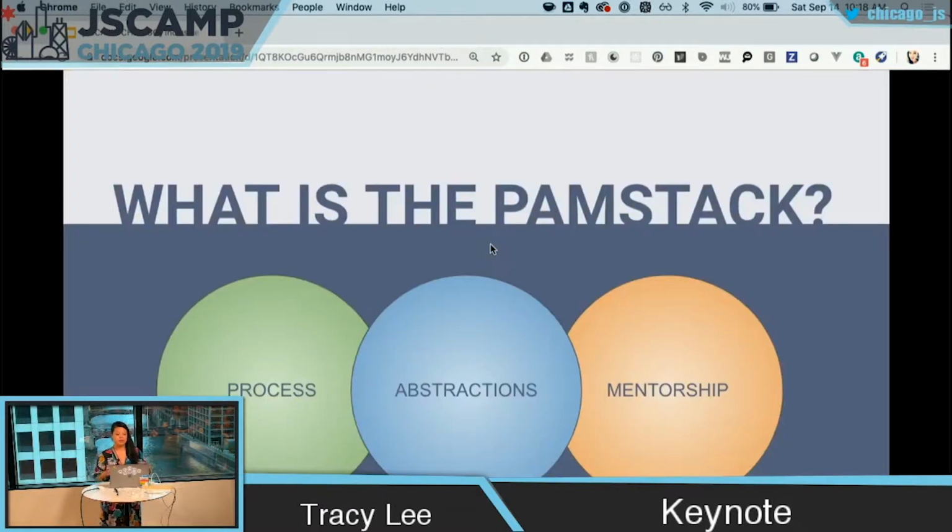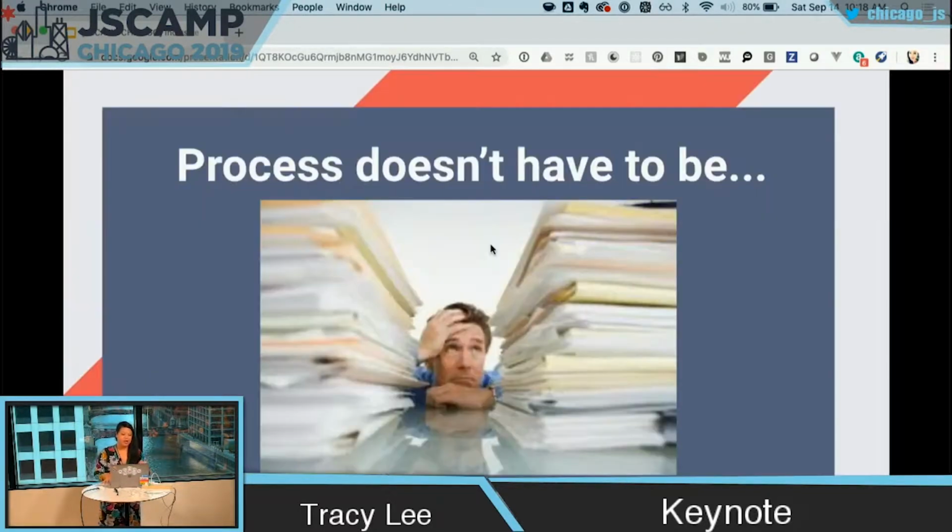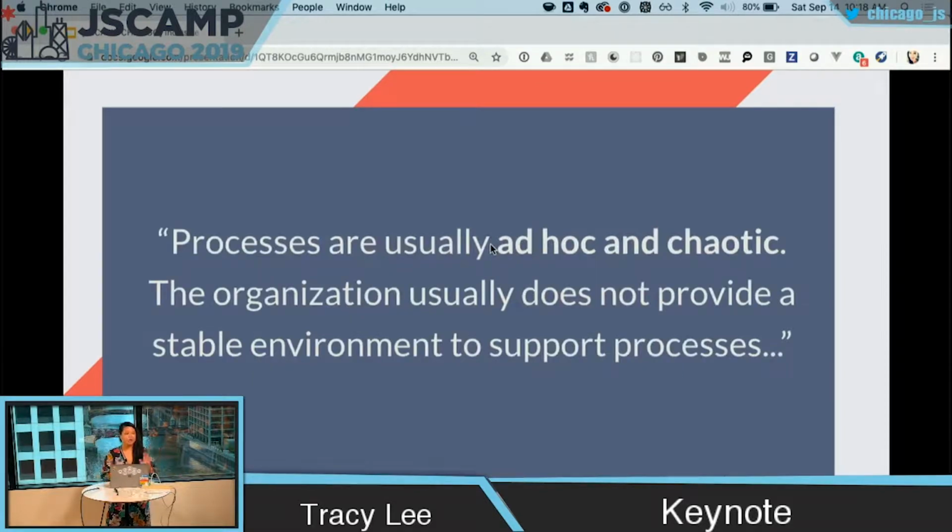So let's get back to the PAM stack really quickly. And these ideas, again, are supposed to help you build an inclusive team. So the first thing is process. It's the PAM stack, so I have to talk about process first. But a lot of people hear process and they're like, oh God, meetings, paperwork, buzzwords. There's got to be a better way. But that's not what process is. So I'll read through a description of an organization without process, and you can tell me if it sounds like your team or a team that you've had before.